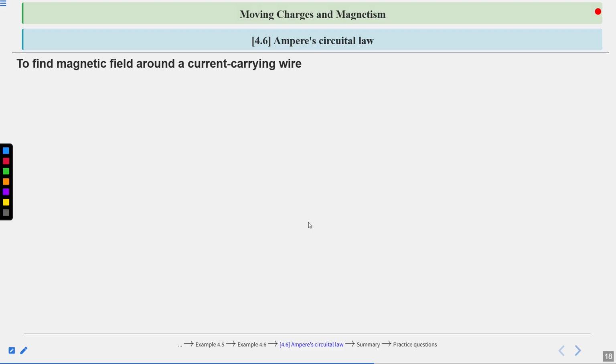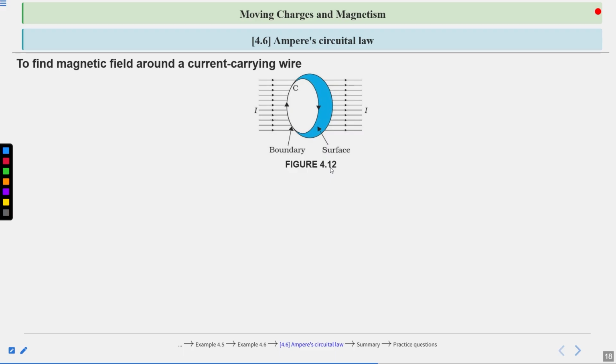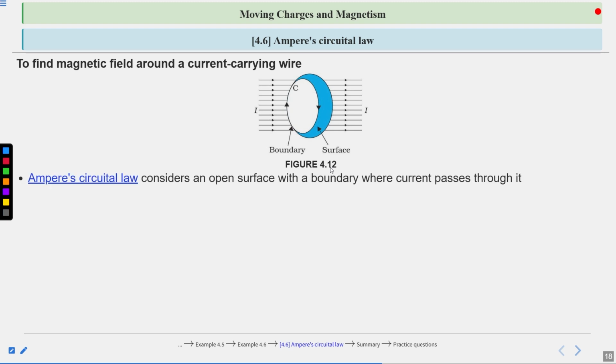So now the next topic, NCERT section 4.6, Ampere's Circuital Law. It is used to find the magnetic field around a current carrying conductor. So this is figure 4.12, you can see. Ampere's circuital law considers an open surface with a boundary where current passes through it.